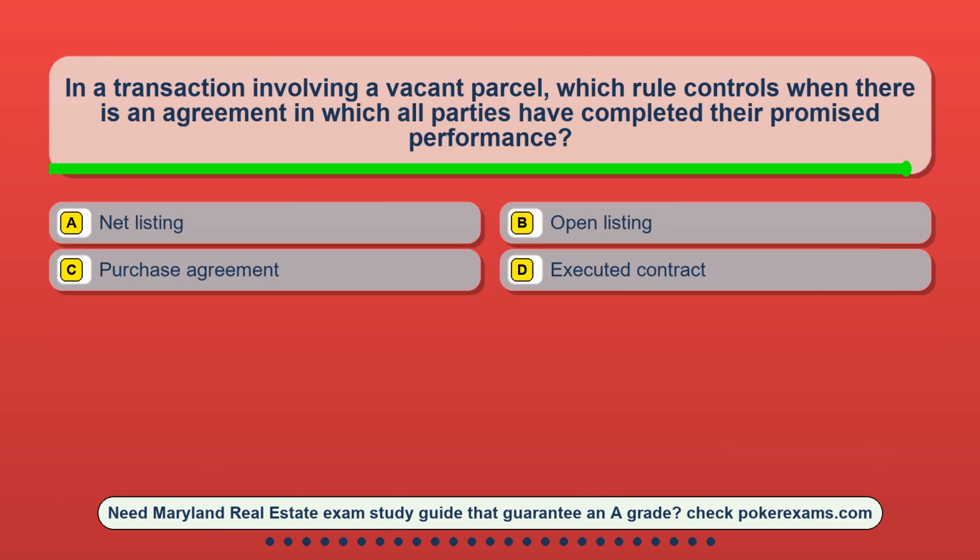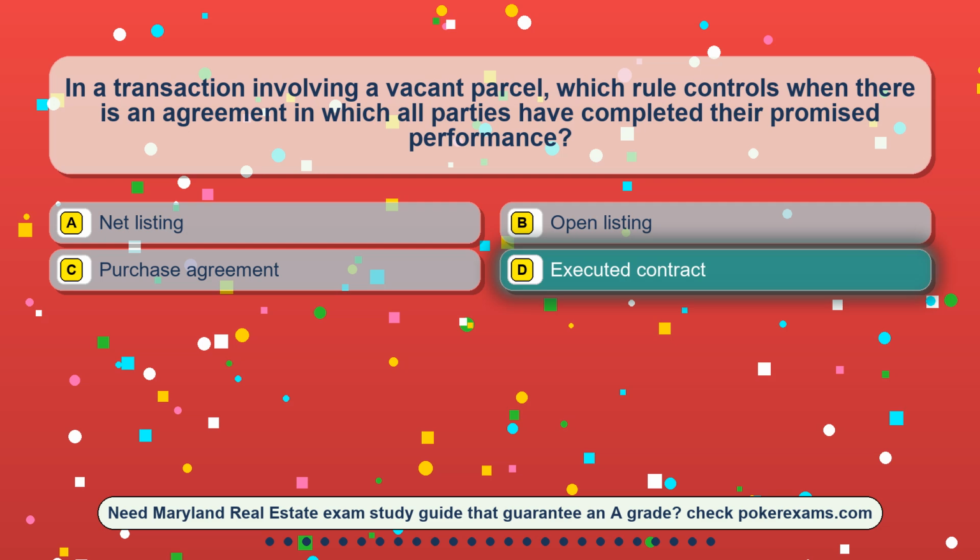Question 20. In a transaction involving a vacant parcel, which rule controls when there is an agreement in which all parties have completed their promised performance? Option A, net listing. Option B, open listing. Option C, purchase agreement. Option D, executed contract.